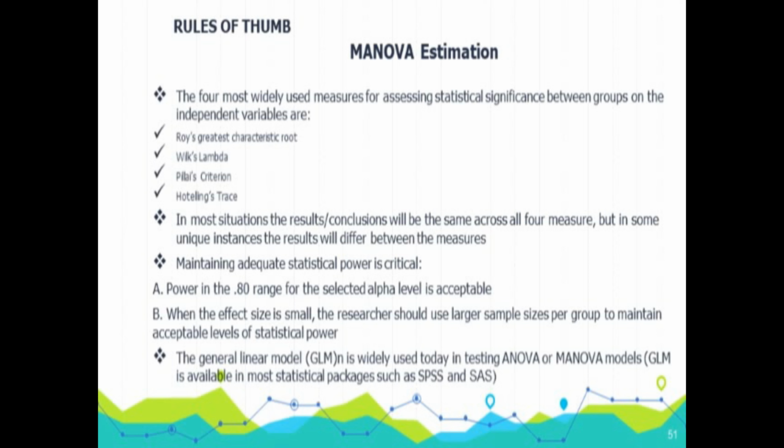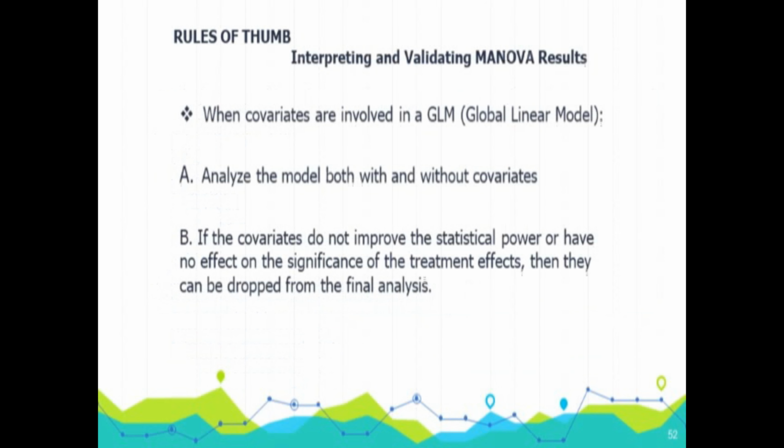Maintaining adequate statistical power is also critical. So we have here some situations. Letter A, power in the 0.80 range for the selected alpha level is acceptable. Letter B, when the effect size is small, the researcher should use larger sample sizes per group to maintain acceptable levels of statistical power. The general linear model is widely used today in testing ANOVA or MANOVA models. It is available in most statistical packages such as SPSS and SAS.